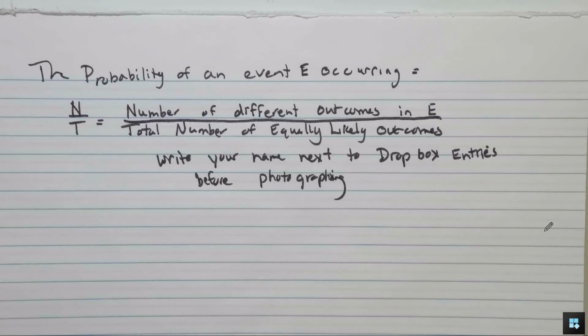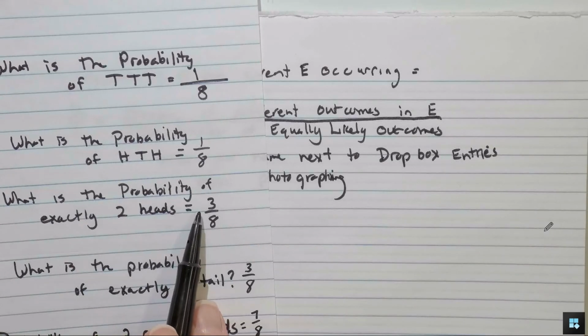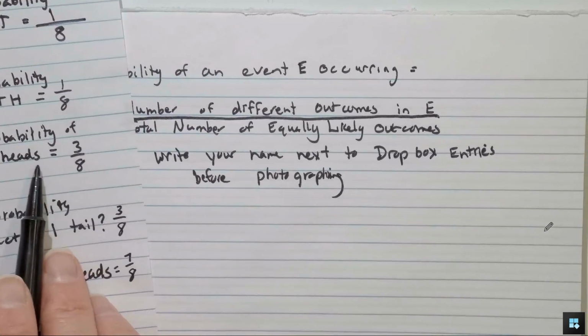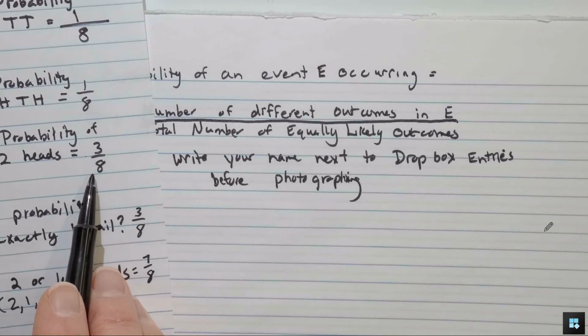So the probability is what we figure out, what we expect is going to happen. We look at the total possible outcomes, and then we pick out the ones that we're looking for. For example, at most 2 heads, or exactly 2 heads, that would be E, the event. And there were 3 different outcomes that happened out of the 8 total equally likely outcomes.